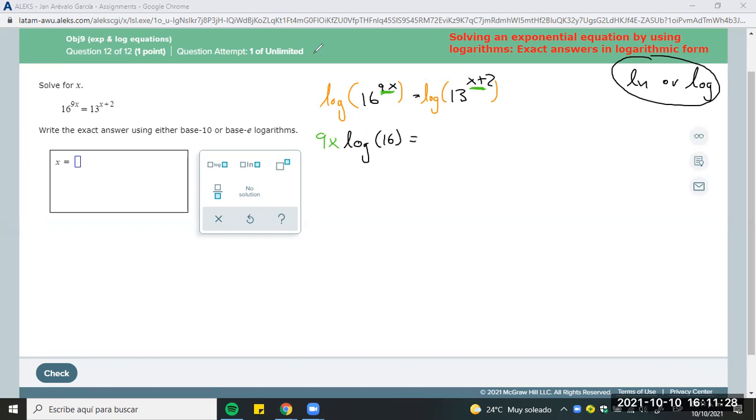And on the other side, we will have, in parentheses, be careful, x plus 2 multiplying the logarithm base 10 of 13. Pretty similar to the other one. Now I'm going to distribute this in the multiplication because I want to have only x expressions on the left-hand side of the equation, as you will see, because this is going to remain the same.